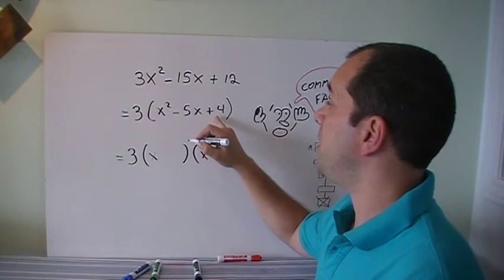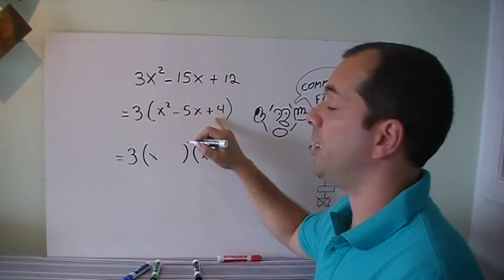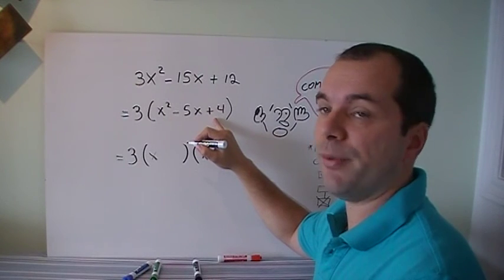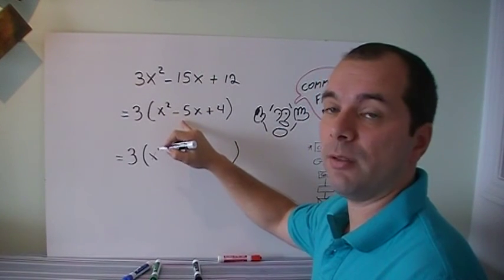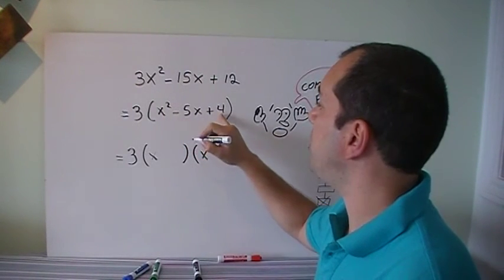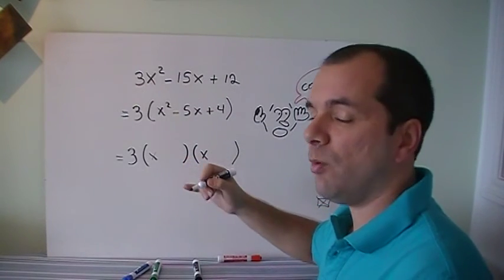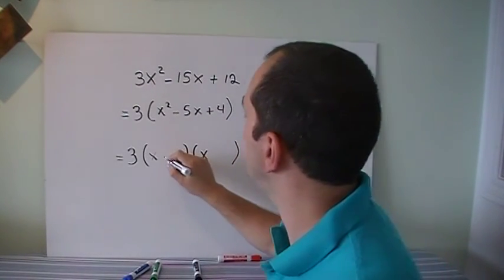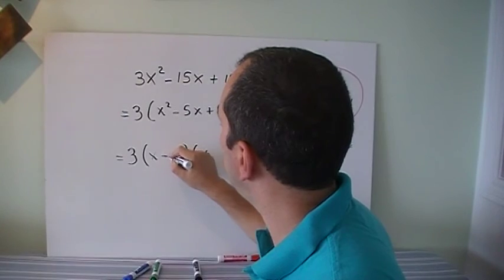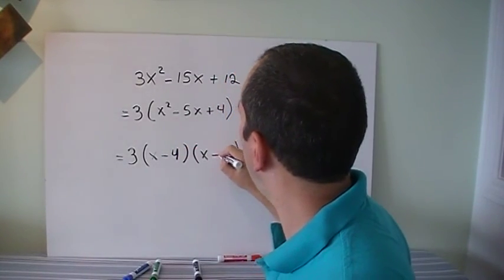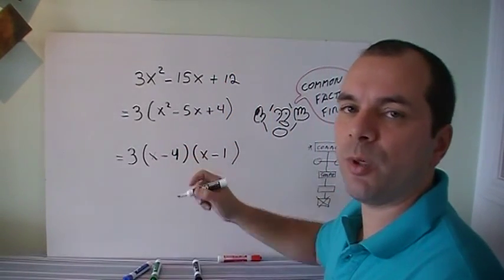Well, because it's positive in the end, it's got to be either both positives or both negatives. So it has to be both negatives. So two negative numbers that multiply to 4 and add up to negative 5, well, that's negative 4 and negative 1. Negative 4 and negative 1. And again, we could have done x minus 1 and x minus 4.